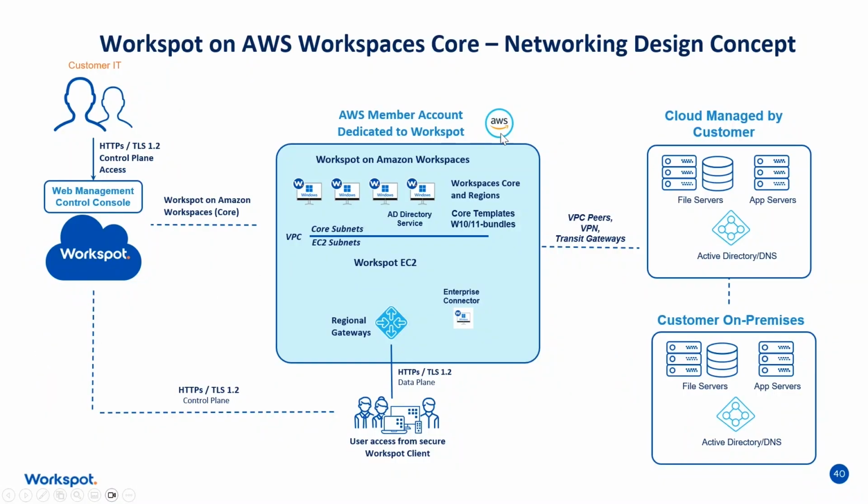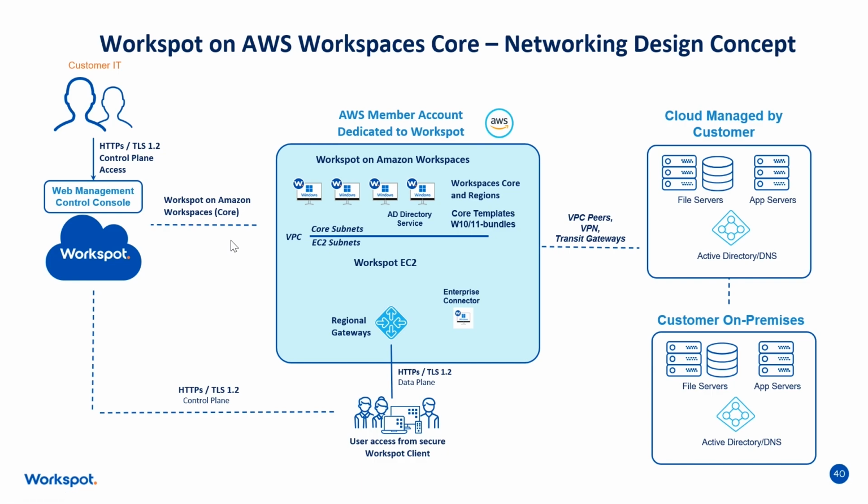If we look at Workspot on AWS Workspaces core from a networking design concept, AWS core has dedicated subnets, and we could actually have dedicated subnets for EC2, thus separating the two environments, but within the same account. And so we have the workspaces that folks are familiar with in their particular regions and their template bundles, as they call them. And Workspot control can connect specifically to the Workspot core layer.